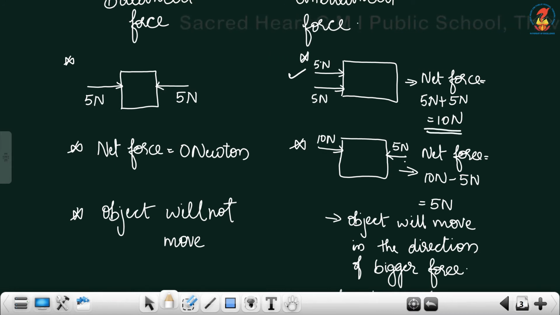Here two forces are acting in the opposite direction, so the magnitude is different. How will you calculate the net force? The net force is calculated by the difference of the two forces, that is 10 Newton minus 5 Newton, which is equal to 5 Newton. Here the object will move in the direction of the bigger force, that is the direction of the 10 Newton force.